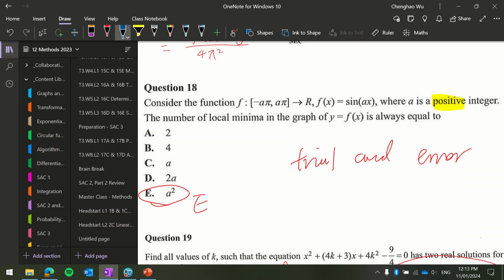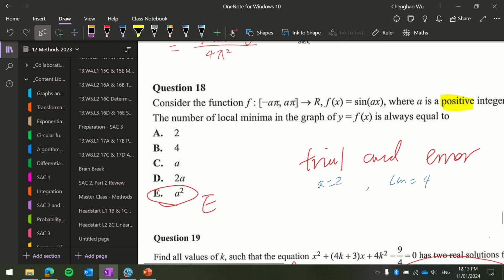So when a is 2, the number of local minima is 4. So obviously, that's not good. And sorry, the amount of local minima is 4. So that option is gone. And that's gone. That's definitely not true.